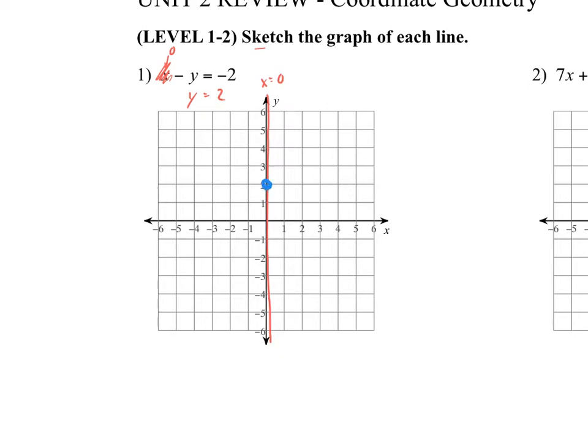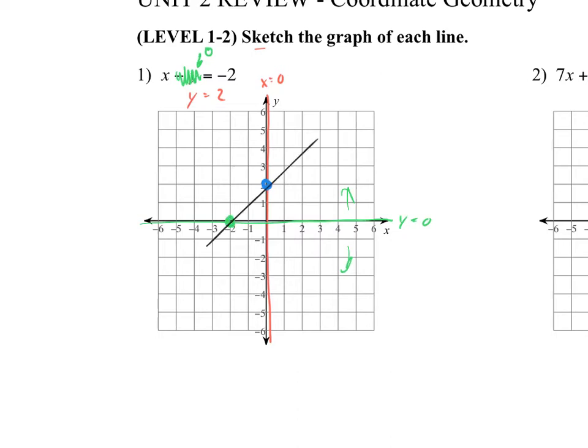And then we're going to do the same trick with the other axis, the x-axis. On this axis, I know it's not up, it's not down. I know that the y here should be 0. So let's put in 0 for y here. This becomes x minus 0, which is just x equals -2. So the x should be -2, right there. There's our line. There we go.